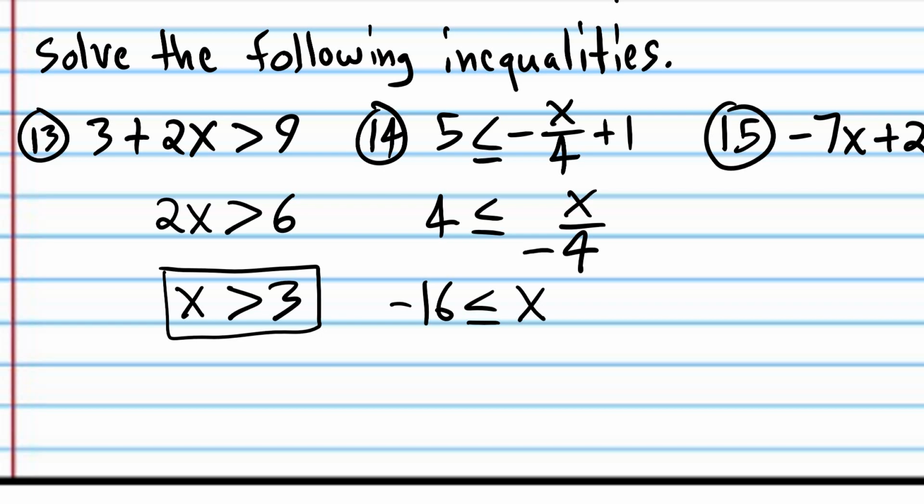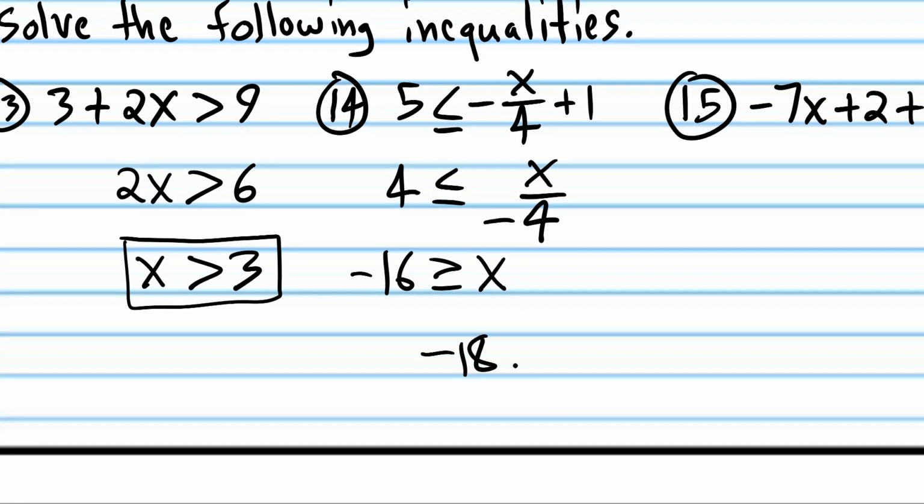You may recall, whenever you multiply or divide both sides of an inequality by a negative number, you have to flip the inequality sign. So right now it's -16 is less than or equal to x. It should be -16 is greater than or equal to x. So what this means is that x can be any number as long as it's less than or equal to -16. For example, -18 would work, or -16 would work because it can be equal, or -1000 could work. These are all solutions to that inequality.